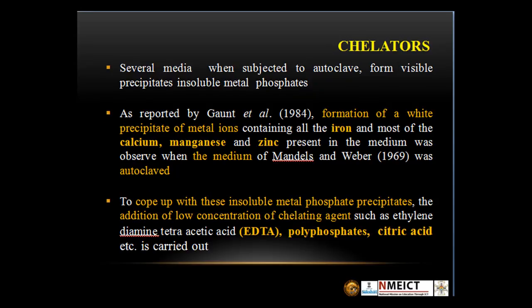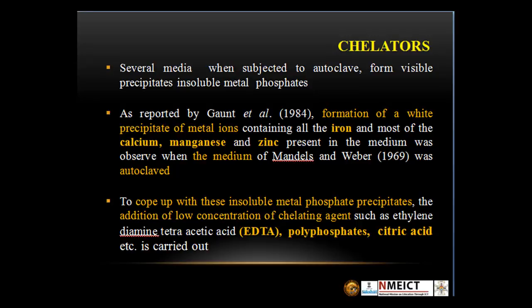Now, chelators. Several media, when subjected to autoclaving, form a visible precipitate of insoluble metal phosphates. As reported by Gaunt and his co-worker, formation of a white precipitate of metal ions, containing all the iron and most of the calcium, magnesium, and zinc present in the medium, was observed when the medium of Mendes and Weber was autoclaved.